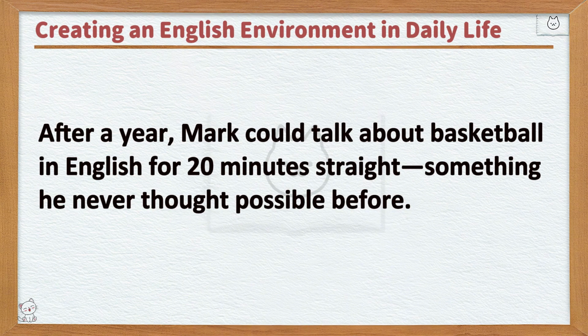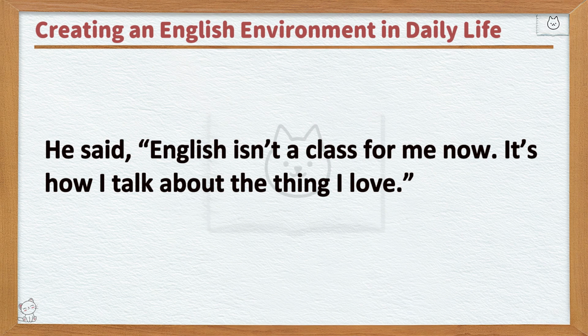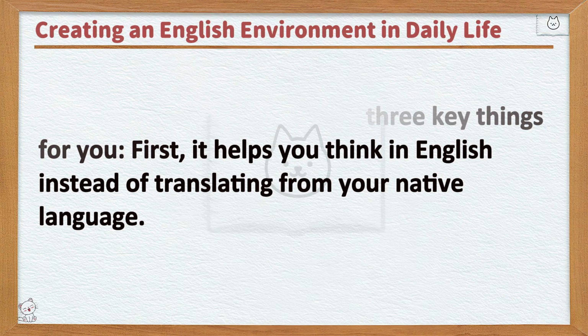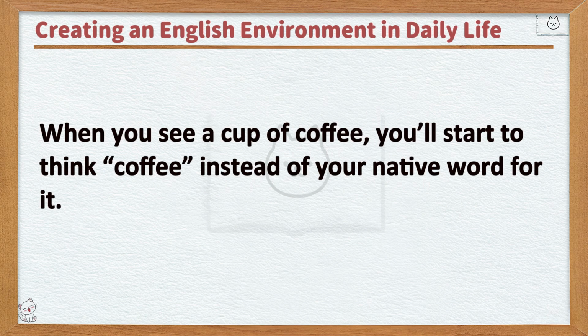After a year, Mark could talk about basketball in English for 20 minutes straight, something he never thought possible before. He said, "English isn't a class for me now. It's how I talk about the thing I love." An English environment does 3 key things for you. First, it helps you think in English instead of translating from your native language. When you see a cup of coffee, you'll start to think coffee instead of your native word for it.